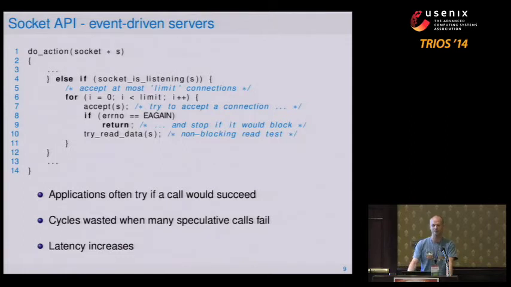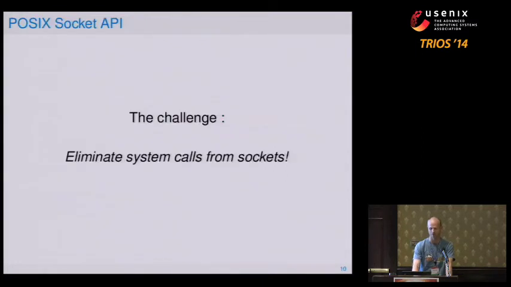And at some point, we made a call, and there's no more connection to be accepted, so we lose cycles without actually getting anything. Also, the application usually immediately tries to fetch some data from the socket without knowing whether the data are ready or not. So there's a pure speculation here. So the challenge for us is to remove the system calls from the API, but we want to keep the API intact so the legacy applications can benefit.